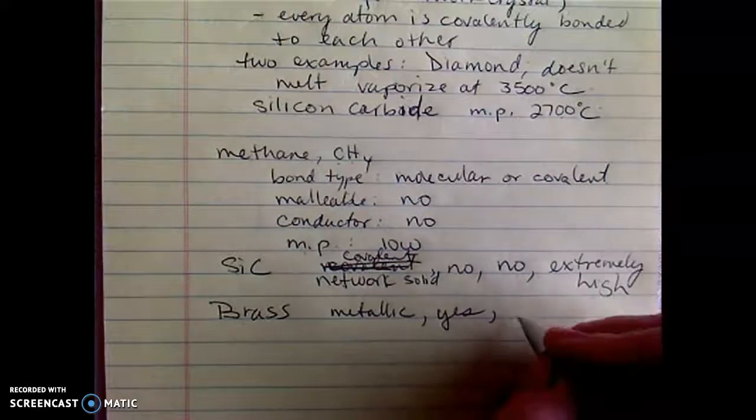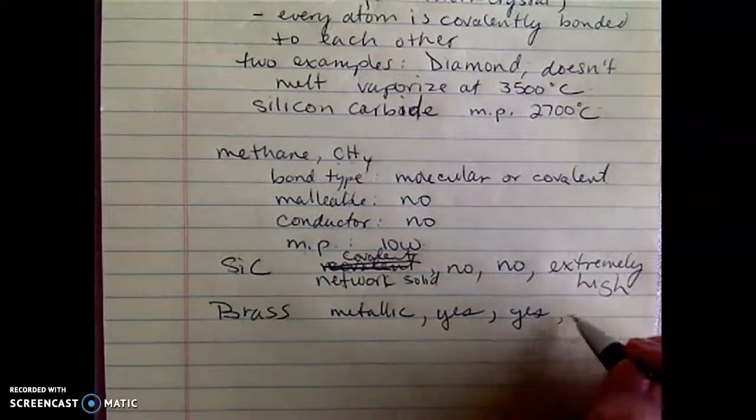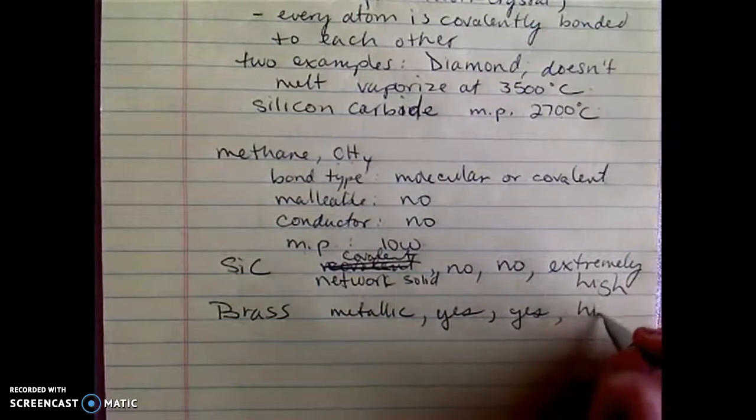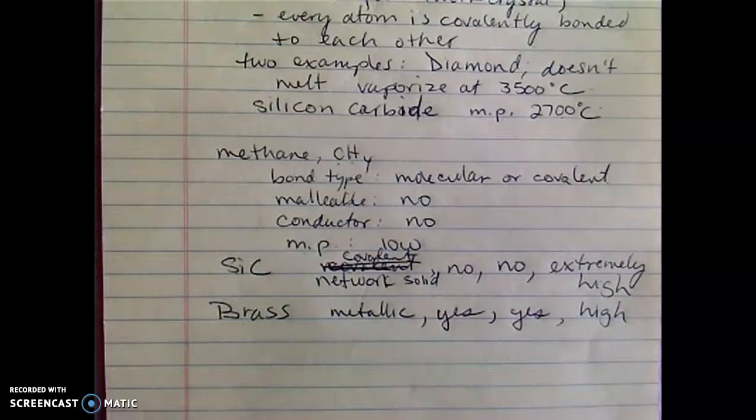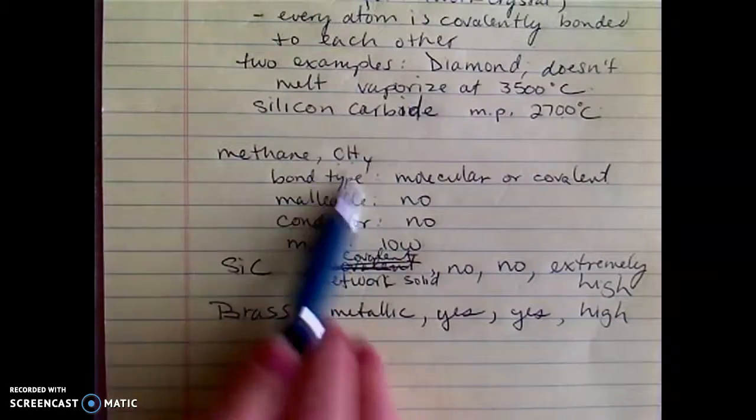Is it a good conductor? Yes, because it has metals in it. What is its melting point like? Its melting point is going to be high. Metals have high melting points. Okay, so we're looking at these four things. That's what we're trying to compare when I give you something.